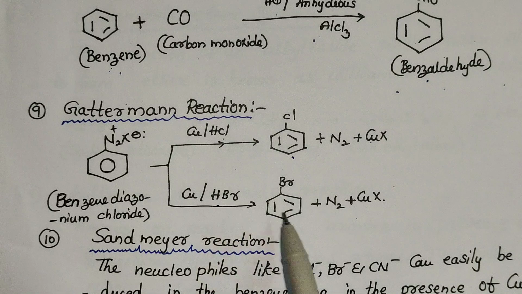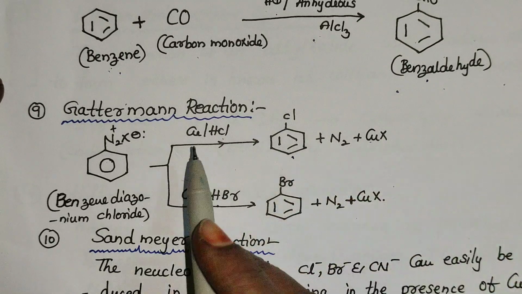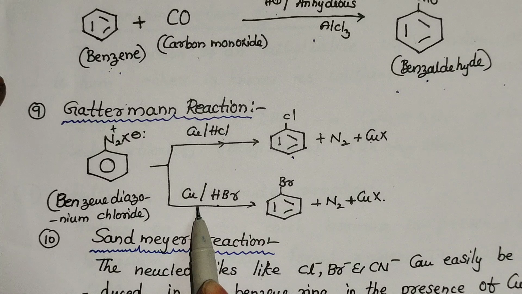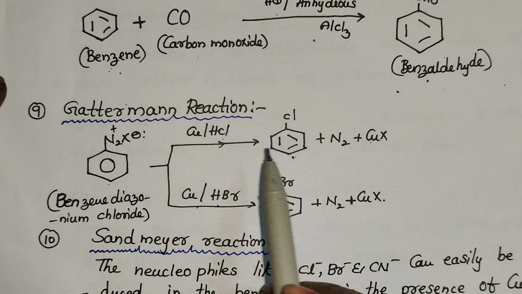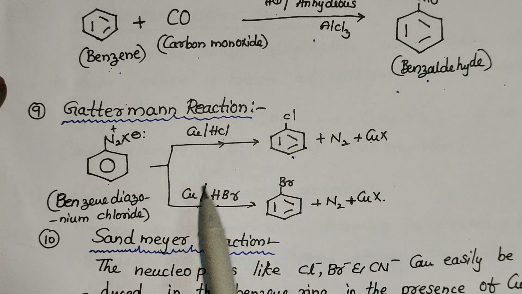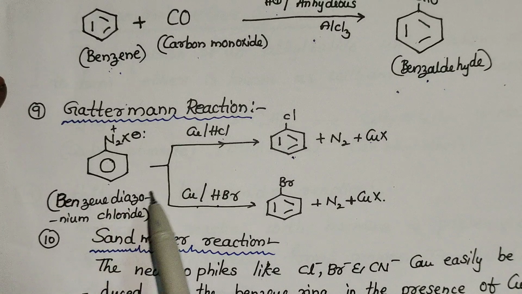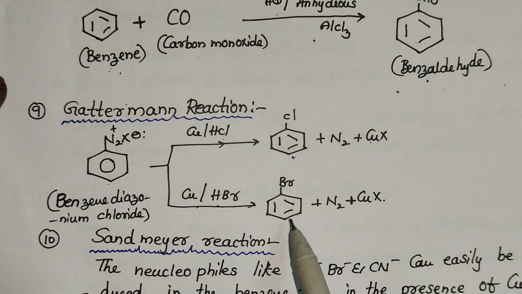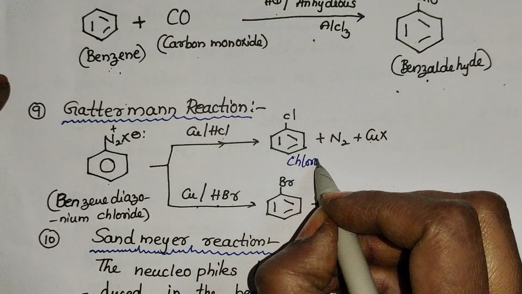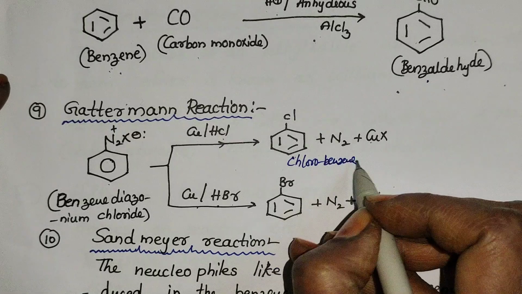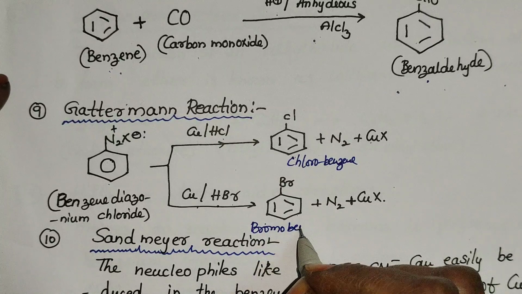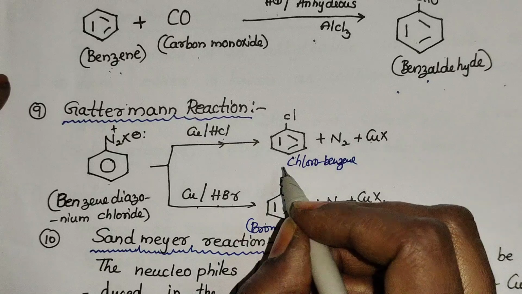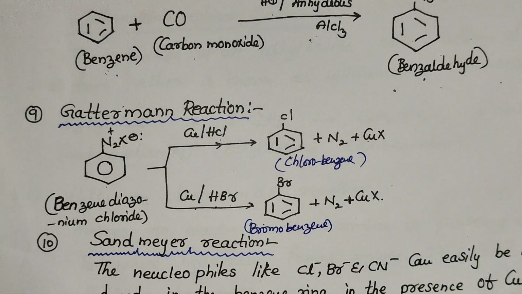In the presence of HBr it gives bromobenzene. Remember, here also copper, here also copper. Simply, benzene diazonium chloride forms chlorobenzene in the presence of copper and HCl. Benzene diazonium halide gives bromobenzene in the presence of copper and HBr. Chlorobenzene and bromobenzene. That's it.